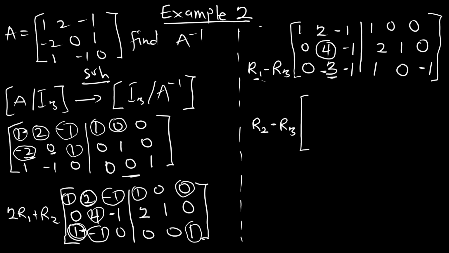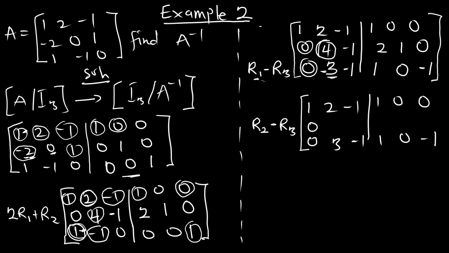So meaning row 1 is the same, which is 1, 2, negative 1, 1, 0, 0. Row 3 is going to be the same, 0, positive 3, and negative 1, 1, 0, negative 1. Now, row 2 minus row 3: 0 minus 0, 0. 4 minus 3, that is going to be 1. And we are going to have negative 1 minus 1. That is going to give us also 0.